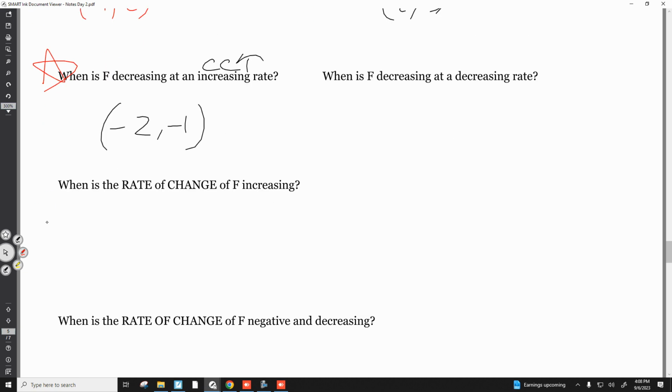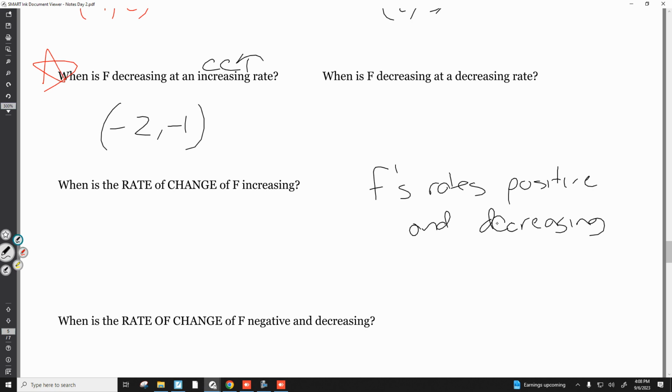Here's another question, new question. When is F's rate positive and decreasing? Once again, guys, if you got the first three quarters of this lesson and you understand going up and concave down, I'm asking you the same question. It's just worded in terms of slope. And if you understand our interpretations of our slopes, we should be able to translate this into going up, going down, concave up, concave down.